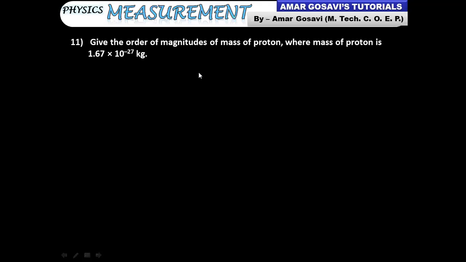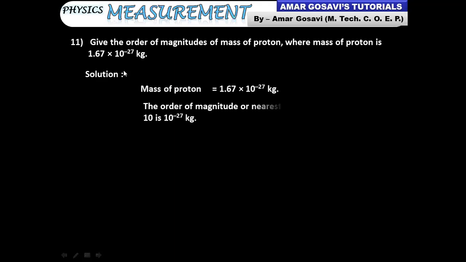See, what you are supposed to do, before the decimal you should see the number, that is 1. So 1 is less than 5. So here you are not supposed to add anything. The order will remain as it is, isn't it? You can see the order is 10 raised to minus 27. Okay.